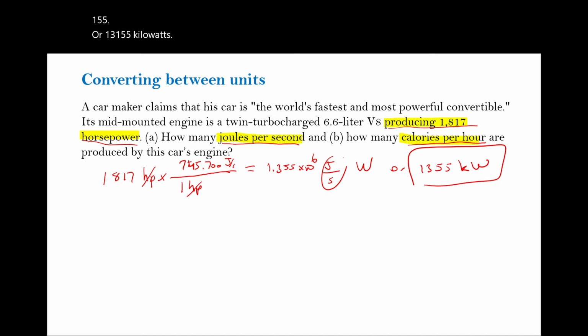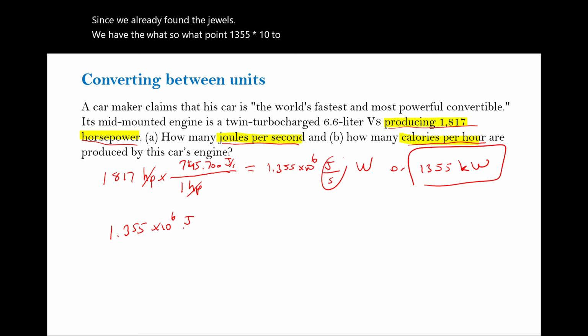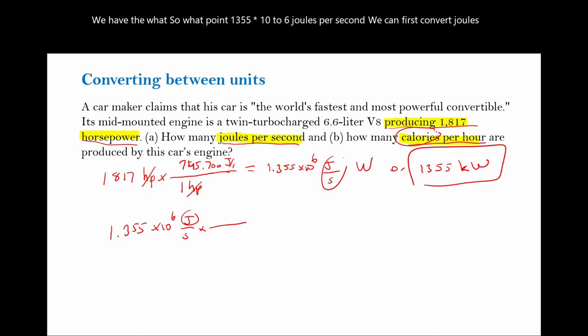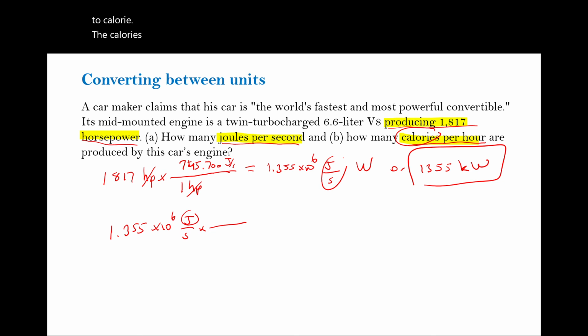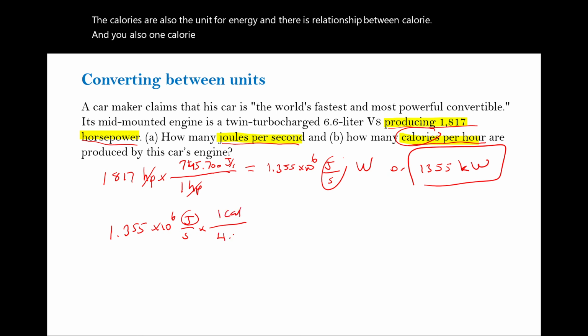And for B, the calories here, since we already found the joules, we have the watts. So 1.355 times 10 to the 6 joules per second. We can first convert joules to calories. The calorie is also a unit for energy, and there is a relationship between calories and joules. So 1 calorie is 4.184 joules. So now joules are gone.